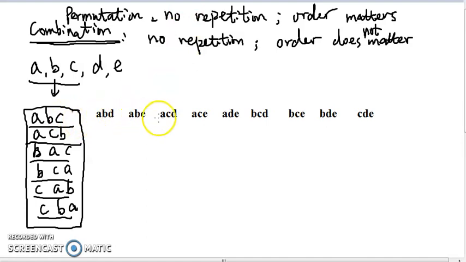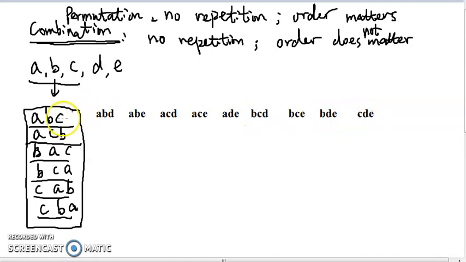And then I'm going to fix AC, get rid of B. So I have ACD, ACE. And then I fix AD with ADE. And then we're going to get rid of A and fix the first two persons as BC and BCD, BCE. And then we do BDE and CDE.